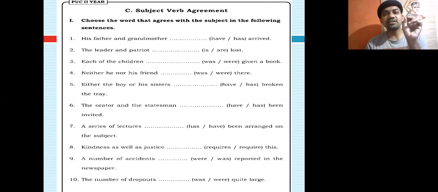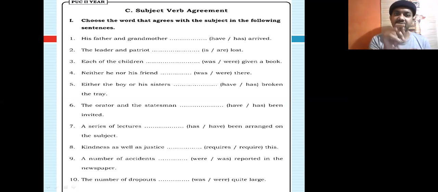Choose the word that agrees with the subject in the following sentences. Number 1. His father and grandmother arrived. Have arrived or has arrived? Have arrived. Because his father and grandmother are 2 people. Plural subject. Combined by using and, which is a plural subject. His father and grandmother means they. With they, we use have. They have arrived.